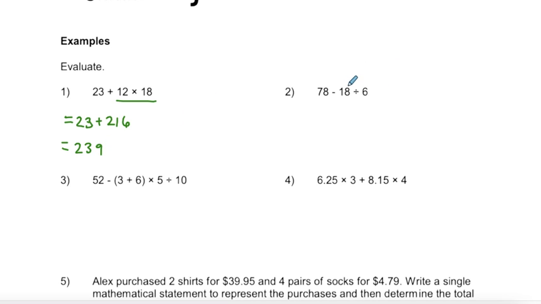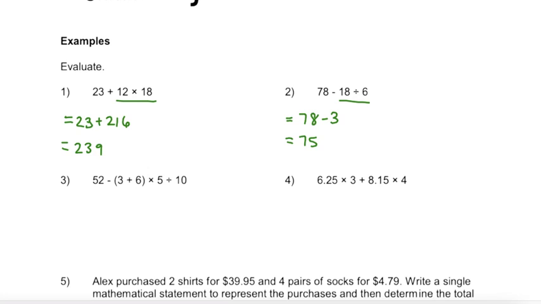For example number 2, I have 78 subtract 18 divided by 6. So I have to do my division first according to BEDMAS. So I must still write my 78 out front, subtract, and then I'm subtracting whatever 18 divided by 6 is, which is 3. And 78 take away 3 is 75.